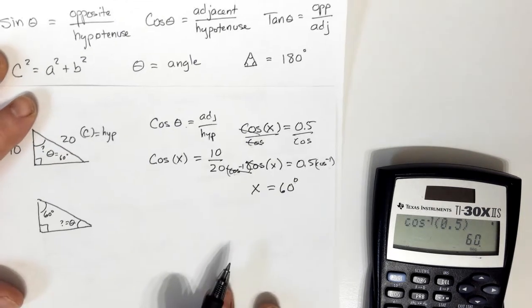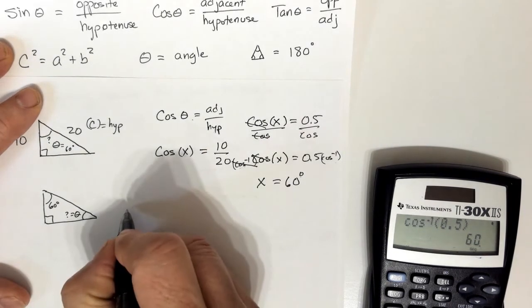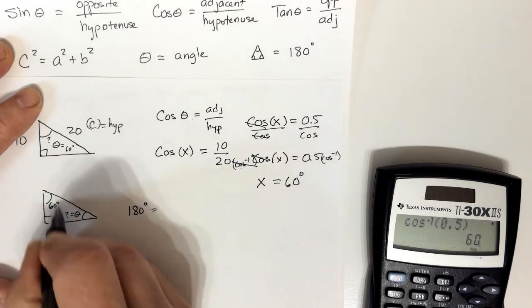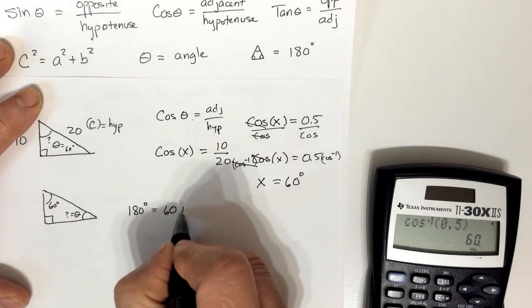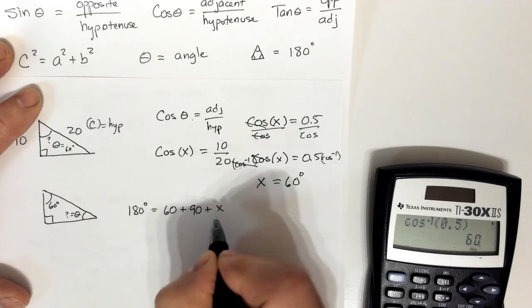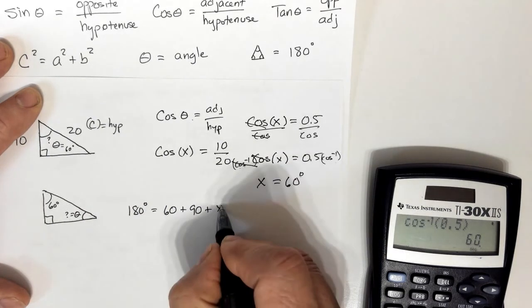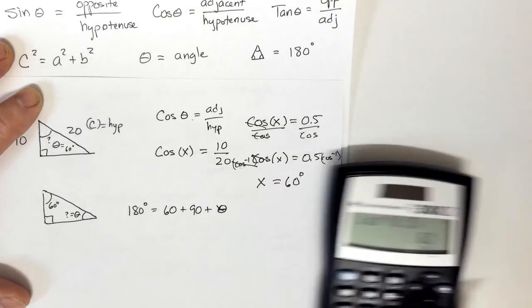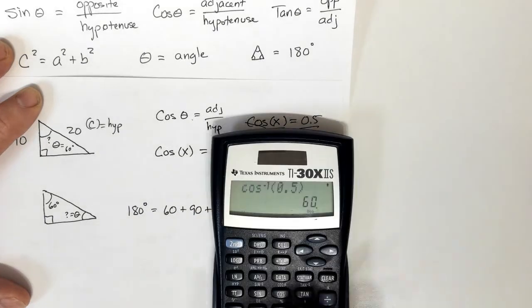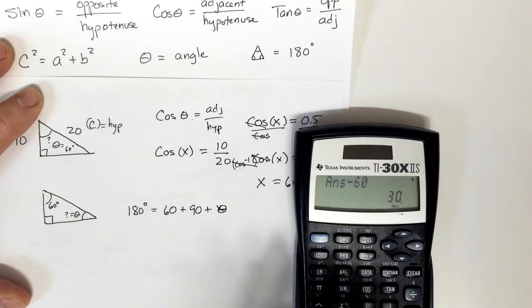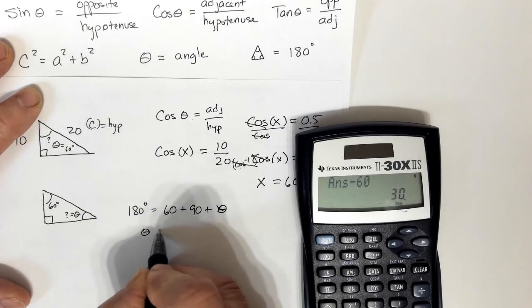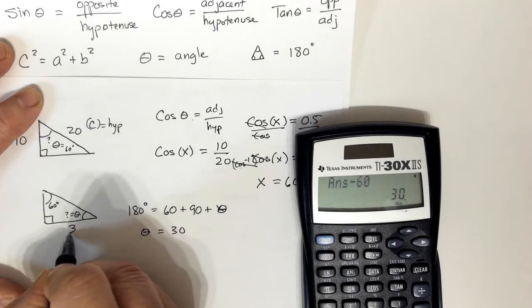So I'm going to do a quick little fix here. I know that 180 degrees should be all 3. It should be the 60 plus the 90 plus the unknown one right here, this theta right there. Okay? If I want to put a theta there, I can do that. So all I got to do is bring these to the other side. So 180 minus 90 minus 60 equals 30. So what I'm missing is 30 degrees.